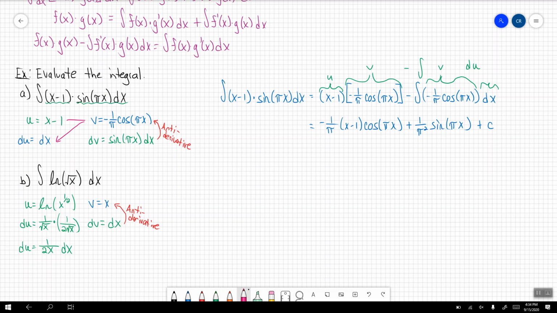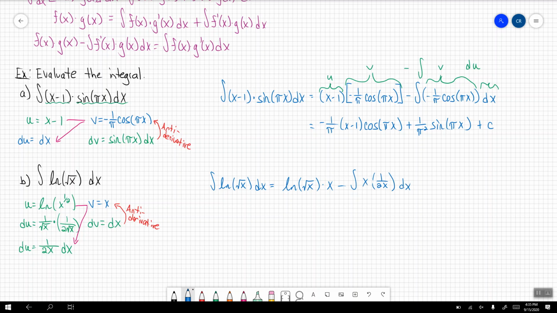Now all we need to do to evaluate this is take u times v minus the integral of v du. So let's work this out. The integral of the natural log of the square root of x dx is u times v, so I'm going to take my u value, that's the natural log of the square root of x, multiplied by v, which is just x, minus the integral of v du. So the integral now of v, that's just x, multiplied by du, which is 1 over 2x dx.